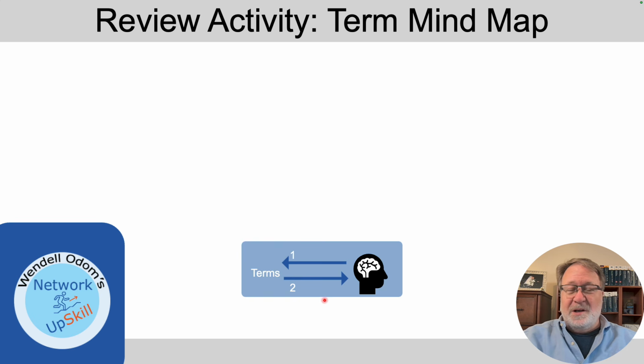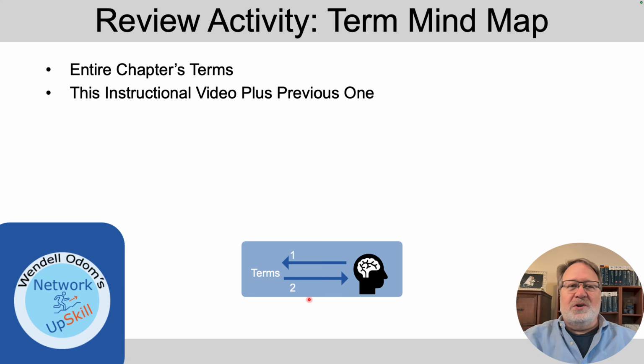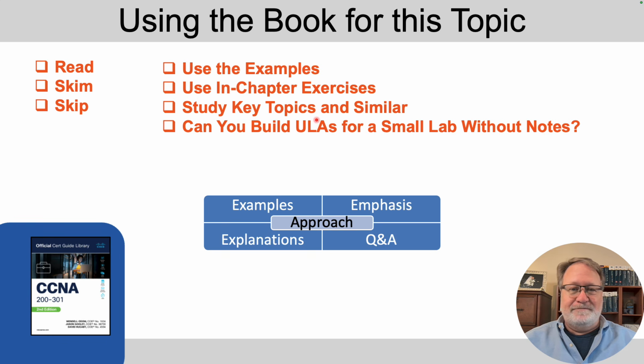Another review activity, because we're at the end of a chapter with lots and lots of terminology in it, is a terminology mind map that covers the entire chapter's terms. So that is terms about GUAs and terms about ULAs, basically. So you'd want to think about the previous instructional video plus this instructional video. And the seed term is IPv6 address. So anything you can think of having to do with IPv6 addresses, this is a good place to review it.